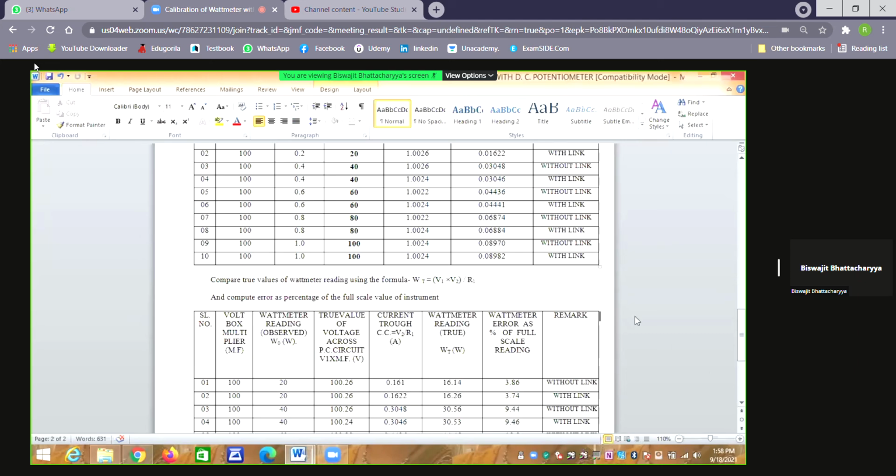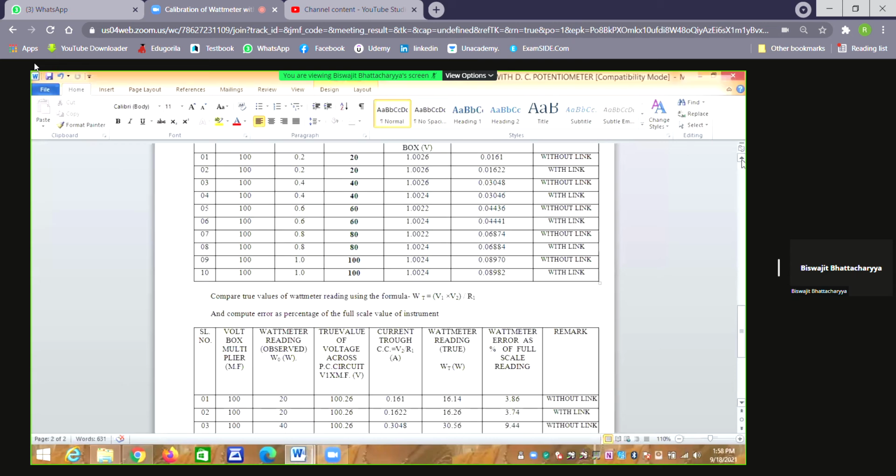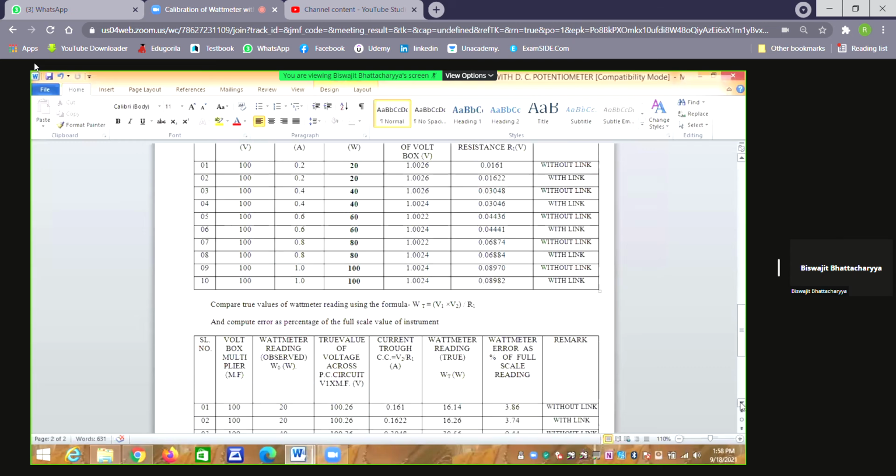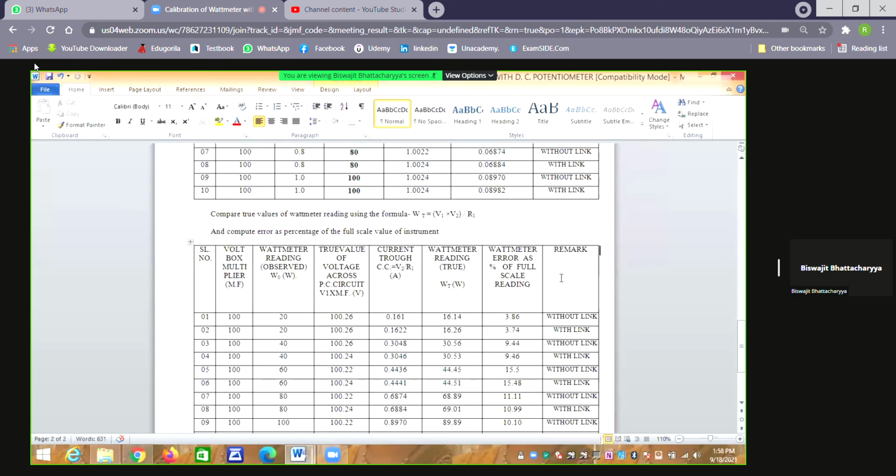Now once we know, how to calculate it. So W is V1 into V2 by R1. Actually this is not correct, it should actually be 100 into V1, because 100 is the multiplying factor. Again there is a mistake, so I'll change it. So I write it. So 100. Okay, just one minute.